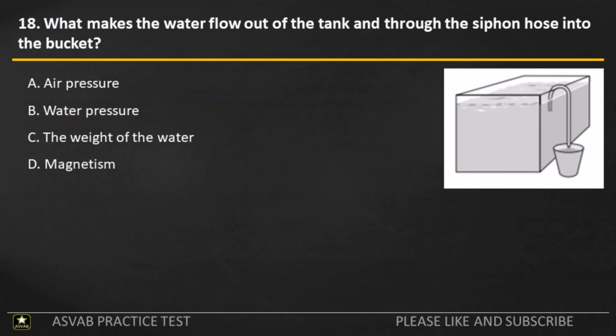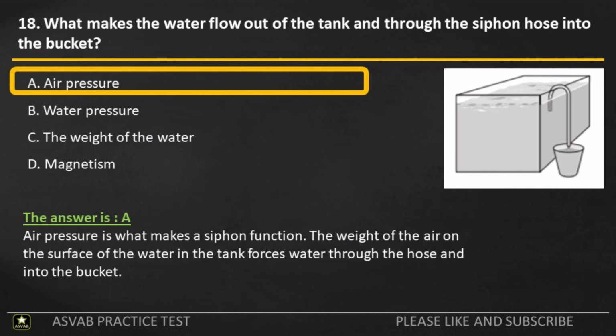18. What makes the water flow out of the tank and through the siphon hose into the bucket? A. Air pressure. B. Water pressure. C. The weight of the water. D. Magnetism. The answer is A.